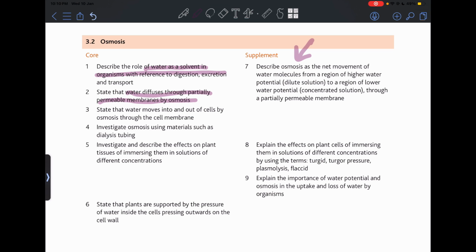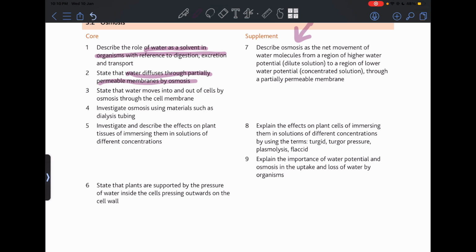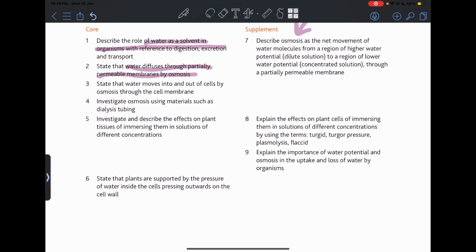some stuff can diffuse. And number 5 says investigate and describe the effects on plant tissues of immersing them in solutions of different concentrations. So this means, for example, if you put a plant in a very concentrated solution, then it will actually shrink because all of the water will move from high to low water potential. So this will cause the cell to shrink. If you put it in a very high concentration of water, if there is more water outside, then the plant will actually grow in size and it might actually burst. So you have to know all of this information.